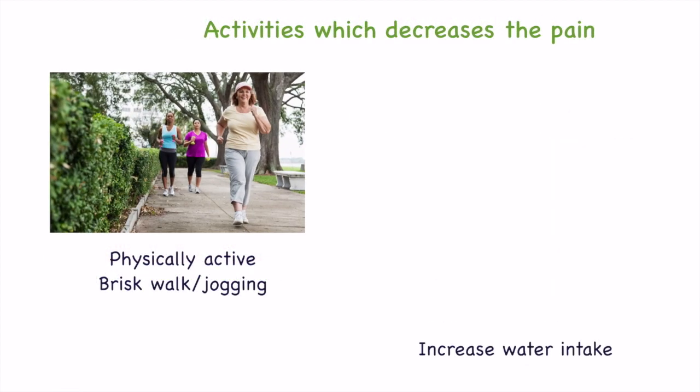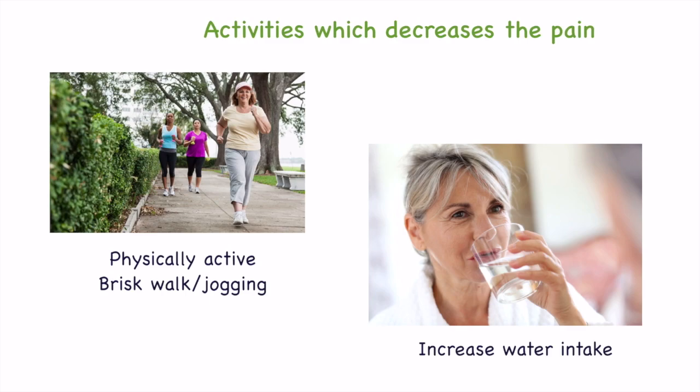You should do some kind of physical activity on a daily basis, like a brisk walk or jogging. That will help you in reducing the pain in the spine, in the lumbar area, and that will help you also in the mobility of the nearby joints. You should increase the water intake. An ideal water intake should be like 2 to 3 liters for an individual.